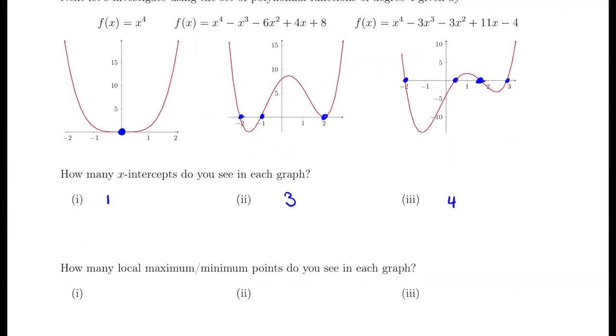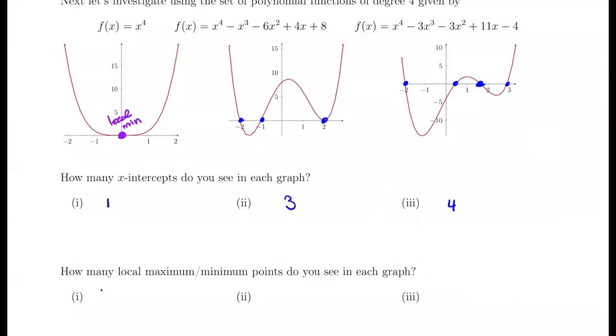Now let's determine how many local minimums and maximums we see in each graph. For the first graph, this point, the x-intercept over here, is also going to be your local minimum. So this is just going to be your local min, and we only have 1 of them here. So we would just say that we have 1.